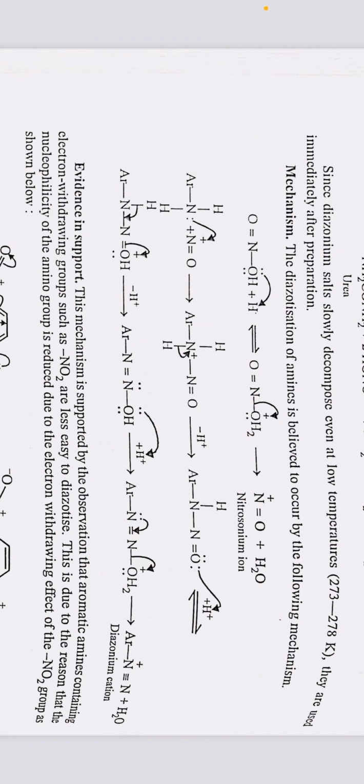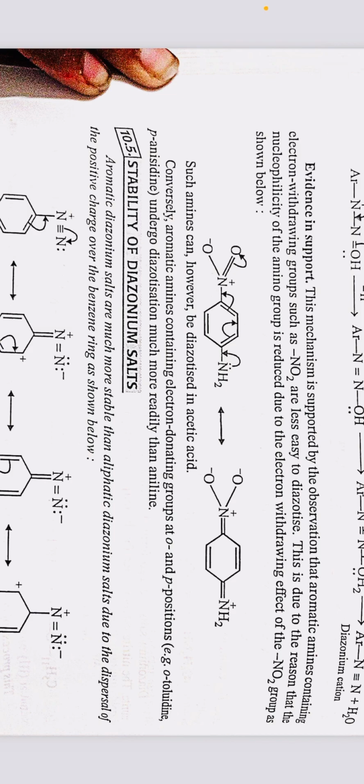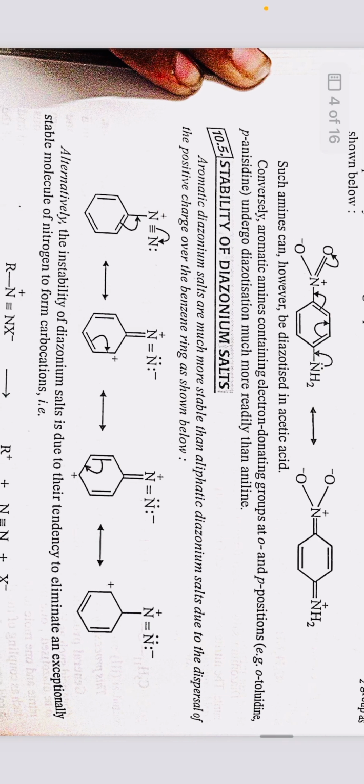Mechanism: the diazotization of amines is believed to occur by the following mechanism. Evidence in support: this mechanism is supported by the observation that aromatic amines containing electron withdrawing groups such as nitro are less easy to diazotize. This is due to the reason that the nucleophilicity of the amino group is reduced due to the electron withdrawing effect of the nitro NO2 group as shown below. Such amines can, however, be diazotized in acetic acid.